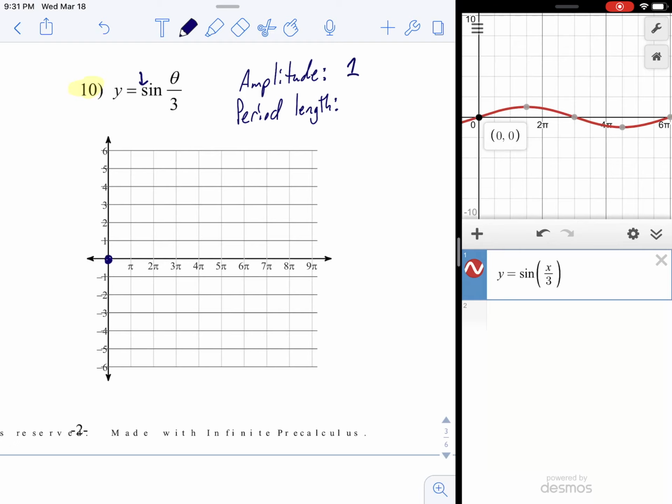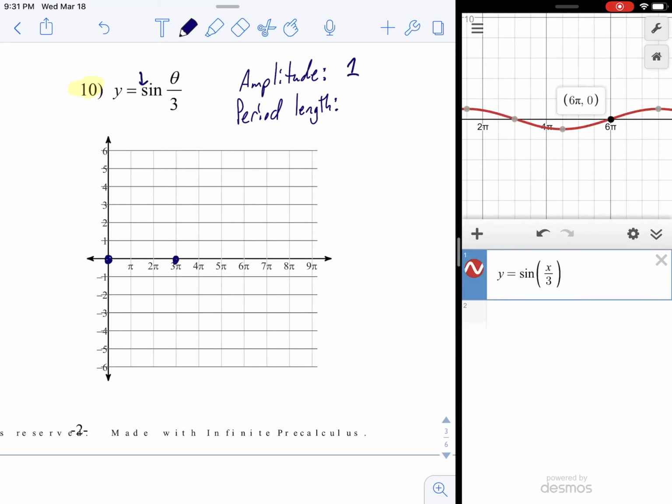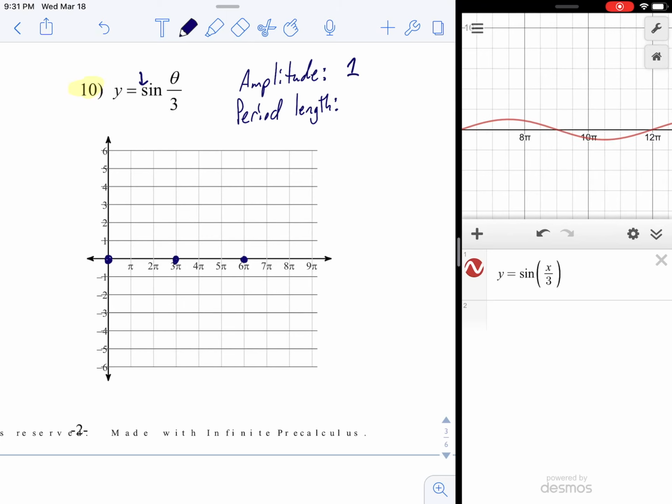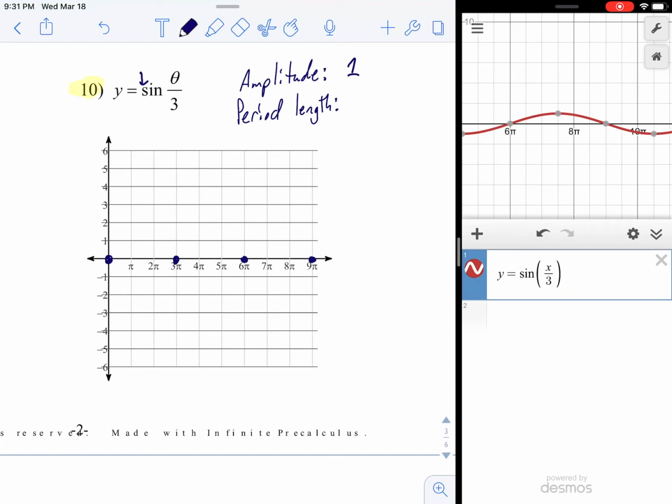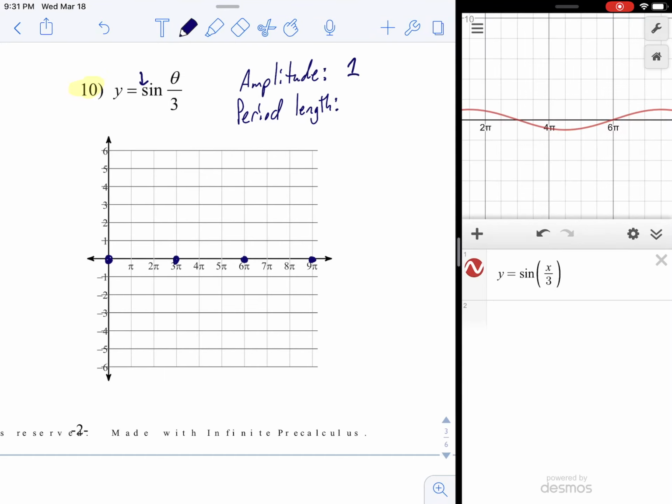So 0, 0, there's a point. 3 pi over 2, comma 1. Where's 3 pi over 2? Well, this is getting a little complicated. At 3 pi, comma 0, there's that. And then out here at 6 pi, we have that. And then at 9 pi. So the points don't really line up well with the graph paper we're given. The x-intercepts do. So I went ahead and plotted the x-intercepts.